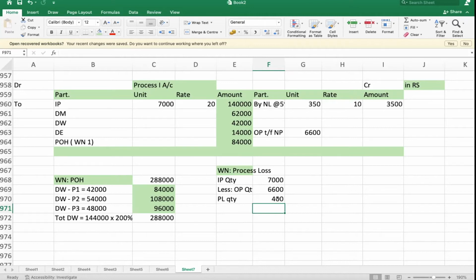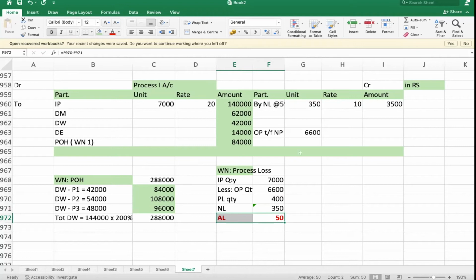Any doubt in process loss? No, sir. Whenever process loss comes, you have to classify it into normal loss and abnormal loss. Normal loss you always compute based on percentage. Already we got it: 350 is the normal loss, am I right? Yes, sir. The balance over and above the normal loss is called abnormal loss. So how much abnormal loss? 50 units.